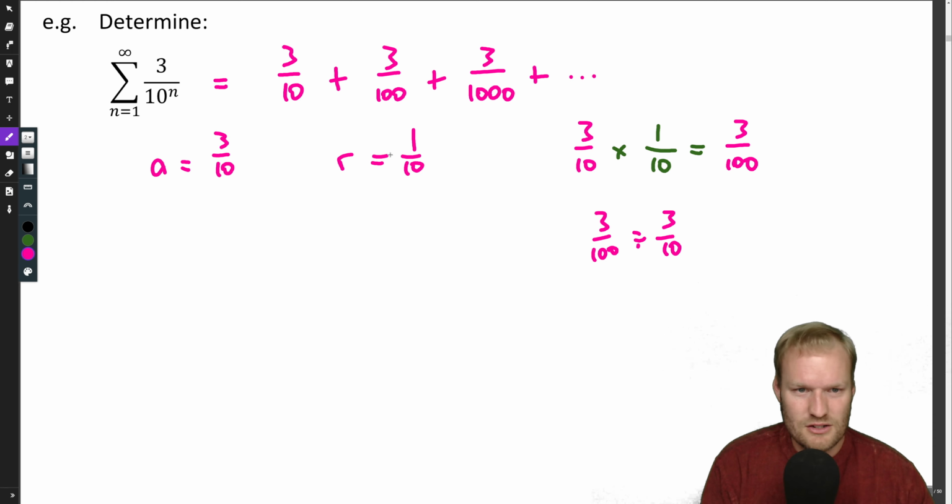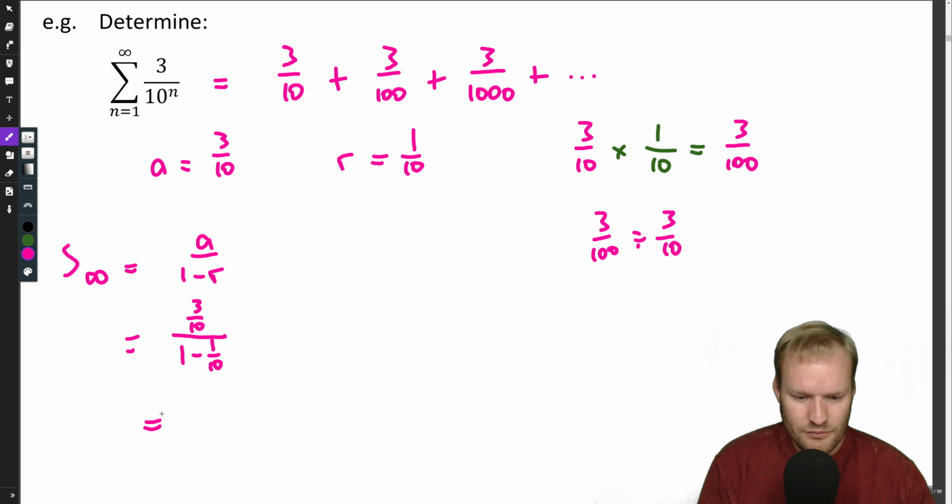Okay, so if a is that and r is that, well, we know that the sum to infinity is a over 1 minus r. I wouldn't even write down the a over 1 minus r. I think it's worthwhile just sub in directly 3 over 10 over 1 minus 1 over 10. Punch that in the calculator or do it in your head, whichever you prefer, and we'll get a third. So that's the sum to infinity of that sequence.